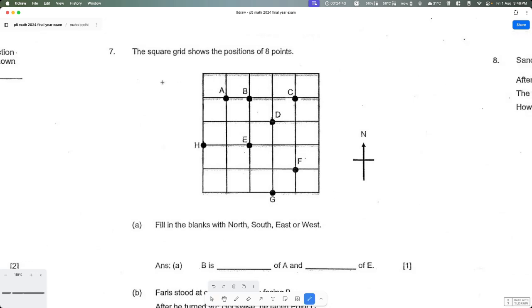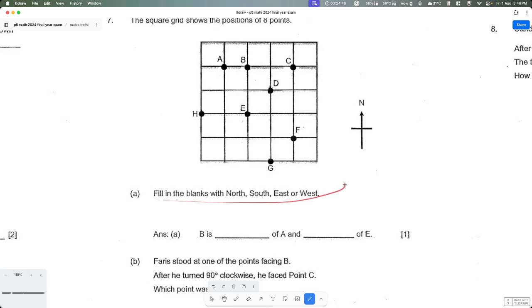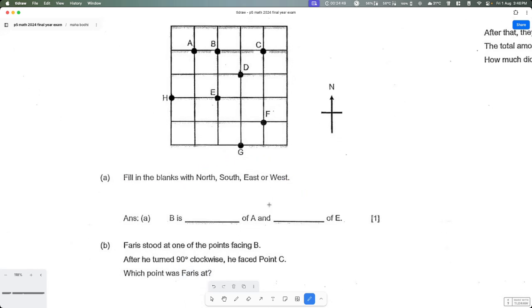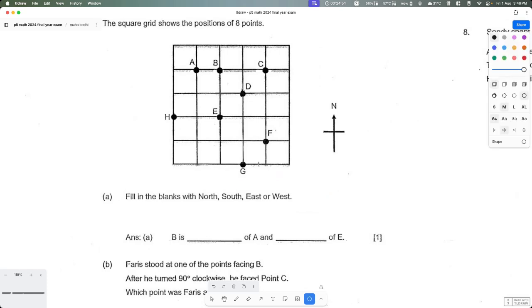Question number 7. The square grid shows the position of 8 points. Fill in the blanks with north, south, east, or west. Okay, so we have B over here. So B is something of A. Right, so this should be on the left side. So this should be north, this is south, then east, and then the west.